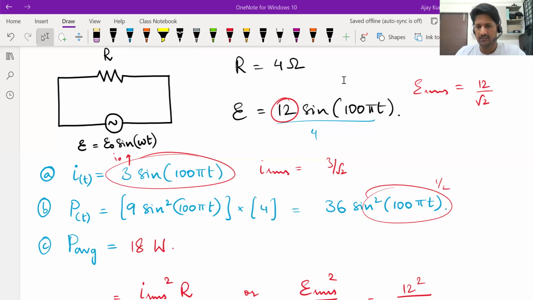So needless to say, revise some capacitor formulas and come. Like the basic definition of capacitance, how charge and voltage are related, what is the formula for energy stored in a capacitor, those things you revise. Tomorrow's class will be easy to understand.